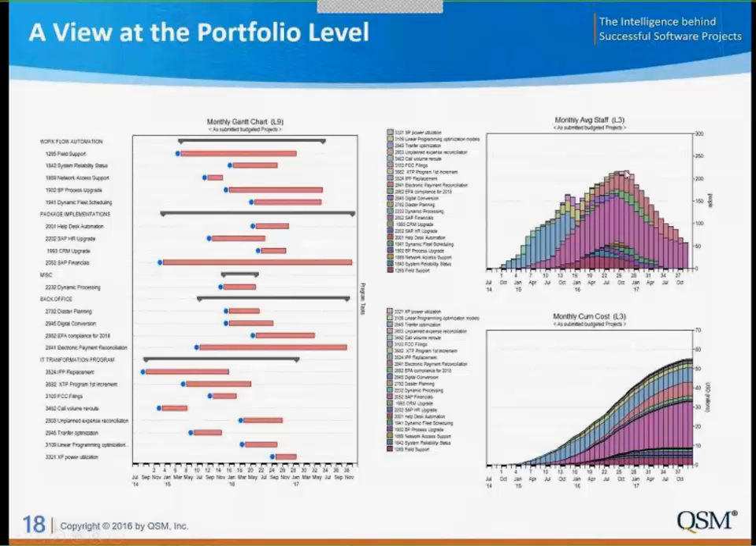You can see, hey, the portfolio peaks at a staffing of around 218 people out here in the fall of 2017. We can see that there's like 1, 2, 3, 4 major projects that are driving the major amount of costs that's associated with this portfolio. And then there's some smaller projects that are sprinkled in as well. So it just gives us a view at the portfolio level.